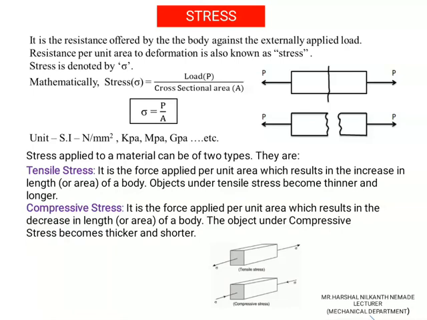Stress applied to material can be of two types: tensile stresses and compressive stresses. Tensile stress is the force applied per unit area which results in increase in length or area of a body. An object under tensile stress becomes thinner and longer. Compressive stress is the force applied per unit area which results in decrease in length or area of a body. An object under compressive stress becomes thicker and shorter.